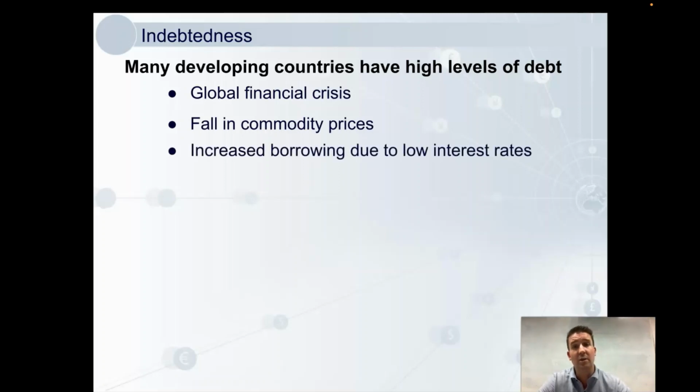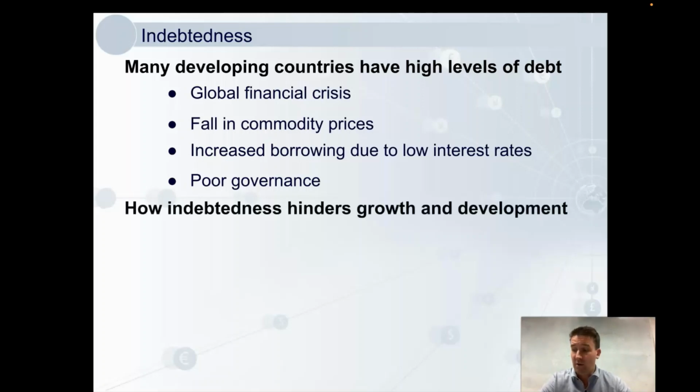Increased borrowing due to low interest rates. We had really low interest rates in the lead up to COVID and at the start of the pandemic. So all that borrowing has led to a lot of debt, and sometimes just poor governance. They're not putting that debt to the right use, or they're borrowing money and not managing their budgets well.